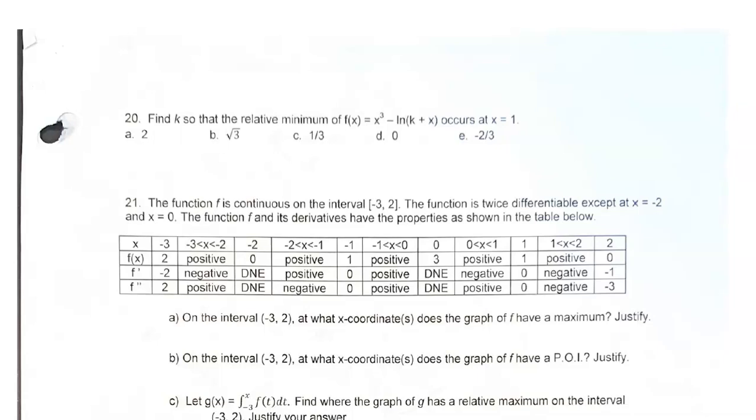Find k so that the relative minimum of this function occurs at x equals 1. So they're making you go backwards. They're actually telling you where you have a minimum. Our minimum is at 1. So what that would be telling us is that 1 is either an endpoint, it's where our derivative is 0, or it's where our derivative is undefined.